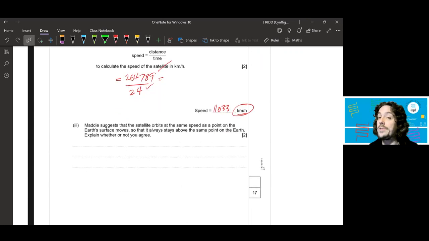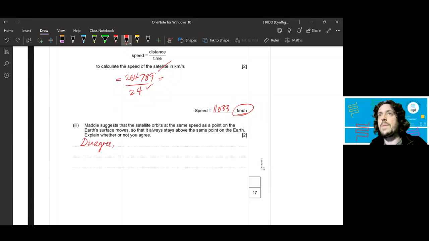Maddie suggests that the satellite orbits at the same speed as a point on the Earth's surface moves, so that it always stays above the same point on the Earth. Explain whether or not you agree. Well, we disagree with Maddie. I know, controversial, huh? We disagree.